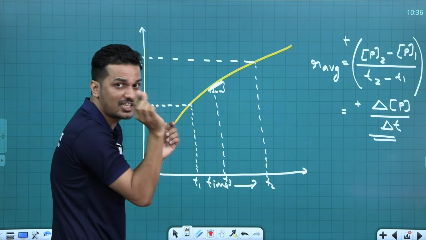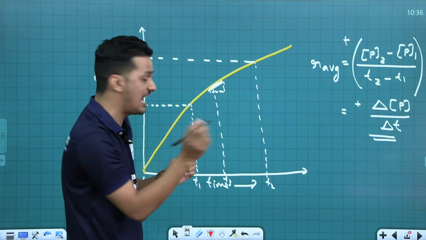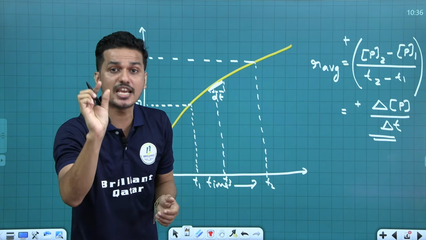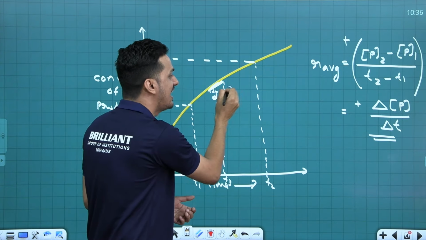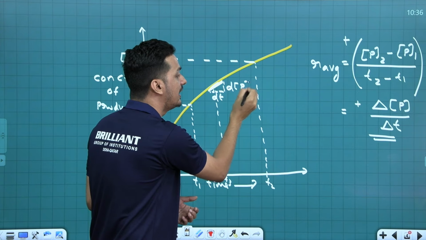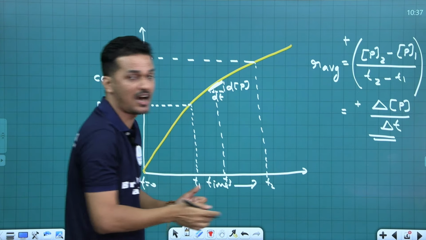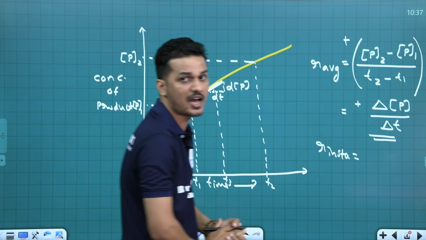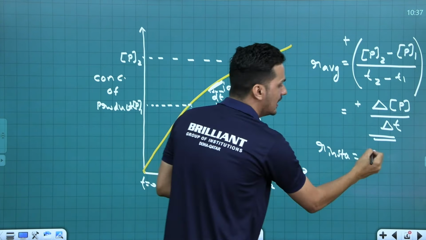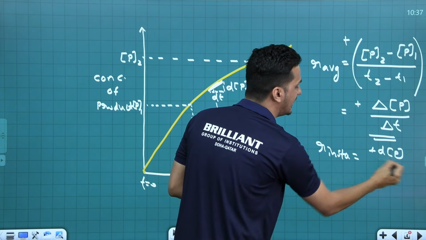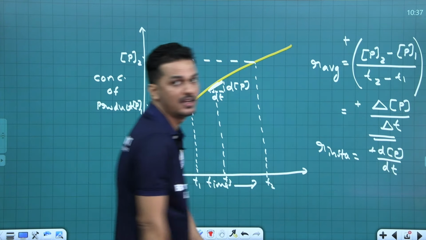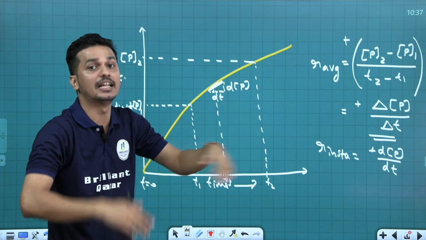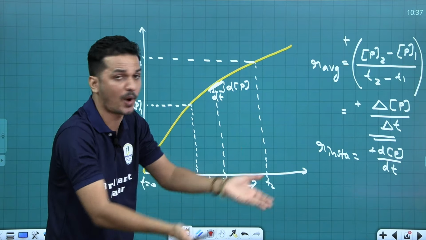And on the x-axis, a small change in time, that is dt, and on the y-axis, a small change in product concentration, that I have to take as dp. So in this case, how can I write R instantaneous? R instantaneous is equal to what? Plus dp by dt. Why am I putting that plus there? Plus means this is the increase in slope, as well as the increase in concentration of product.